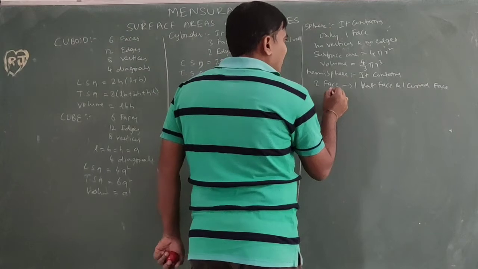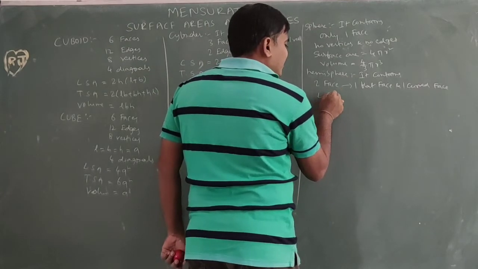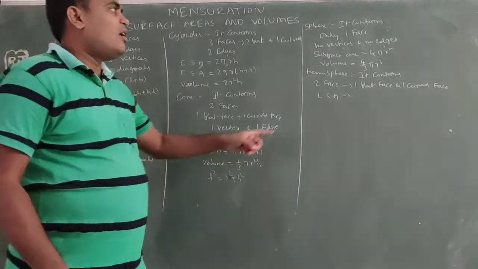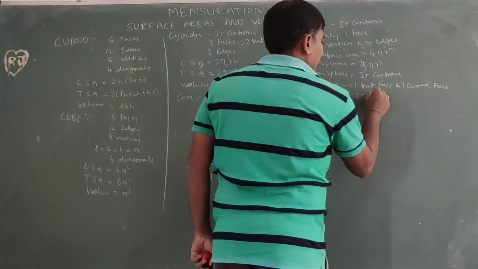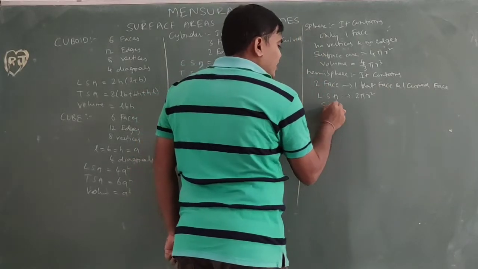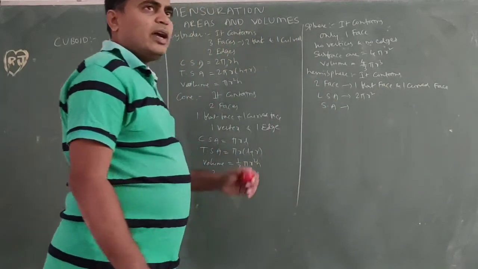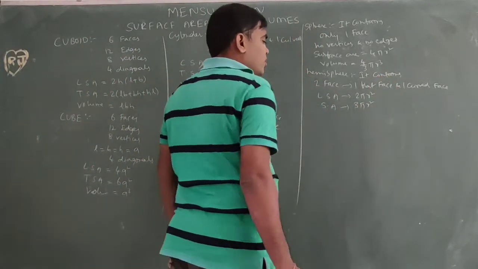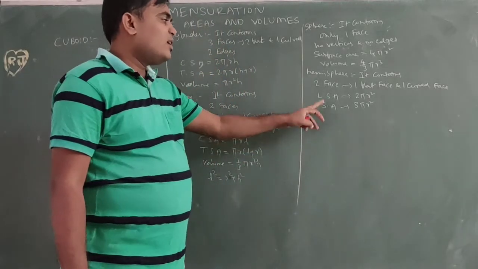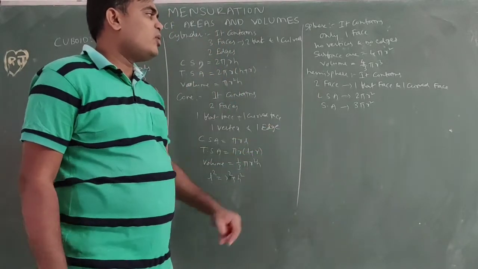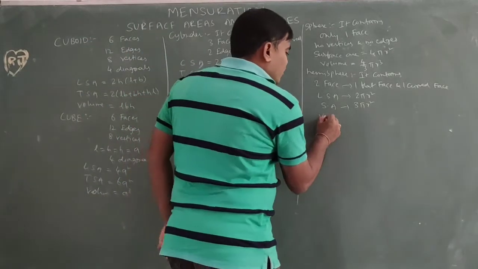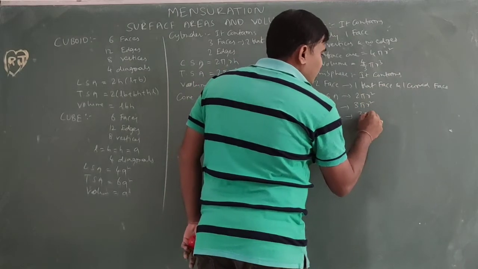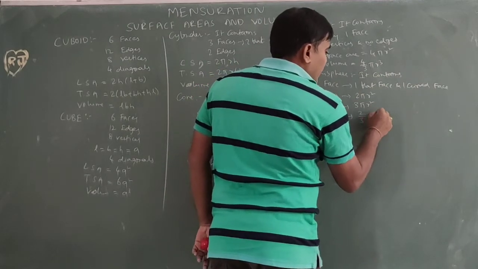So here lateral surface area is nothing but curved surface. Half of 4 pi r square is 2 pi r square, and for total surface area, adding the circle area pi r square gives 3 pi r square. So the total surface area is equal to 3 pi r square. Volume is half of the volume of the sphere, 2 by 3 pi r cube.